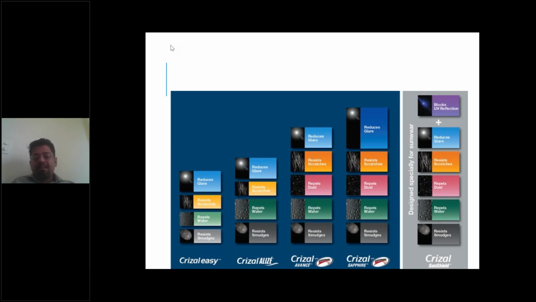Even with the Crizal Sapphire, I have seen patients come back after a few months saying, you said it is scratch resistant, but I got scratches on my glasses. Then we have to explain that scratch resistant will reduce the amount of scratching, but there will not be 0% scratch. It is a coating over the lenses which reduces the amount of scratching over a period of time compared to normal ARC glasses.